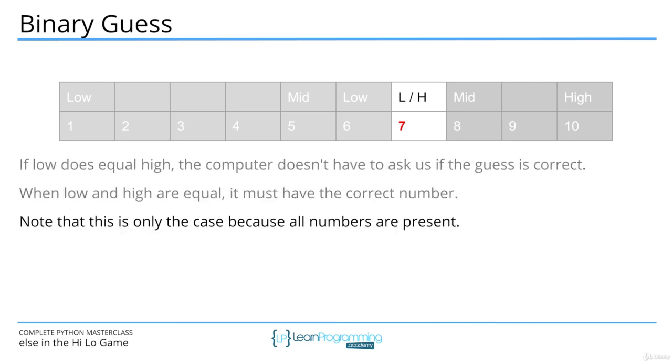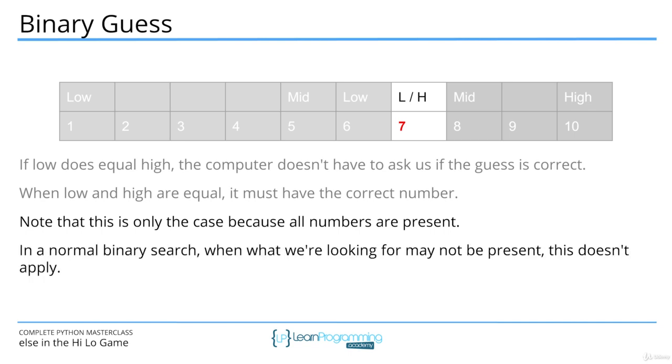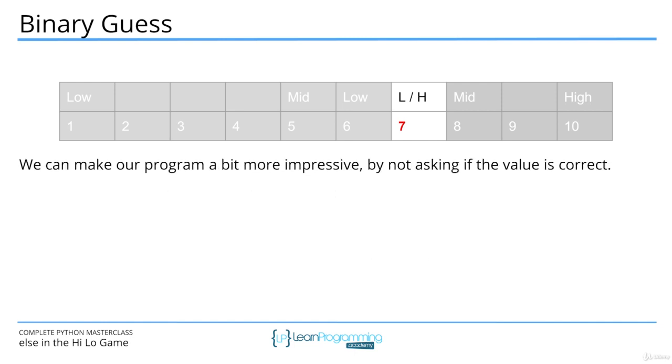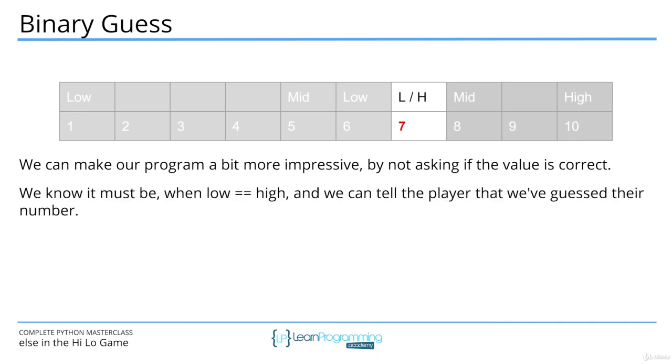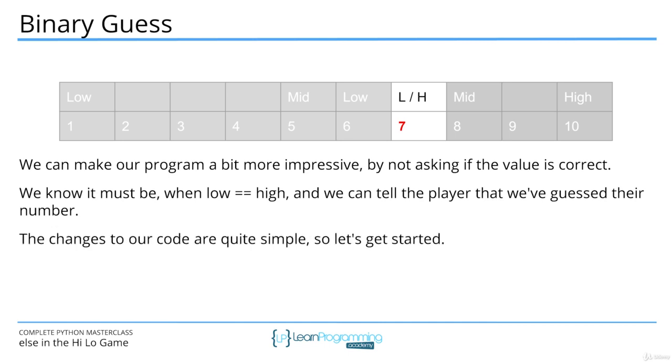Note that this is only the case because all numbers are present. In a normal binary search, when what we're looking for may not be present, this doesn't apply. We can make our program a bit more impressive by not asking if the value is correct. We know it must be when low is equal to high, and we can tell the player that we've guessed their number. And the changes to our code are quite simple, so let's swing over and get started with that.